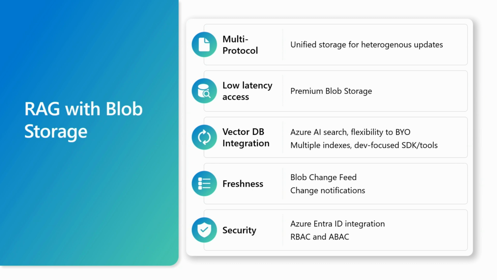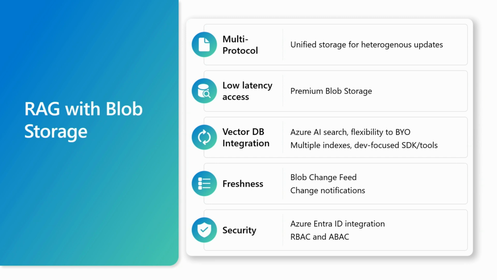In terms of freshness, we have a unique feature called change feed. And change feed allows you to get an ordered, guaranteed, and consistent, an atomic set of changes that you can process together. And as you do that, you can update your vector index for fresh responses. Of course, change notifications is also another aspect which has been built into blob storage for a while.